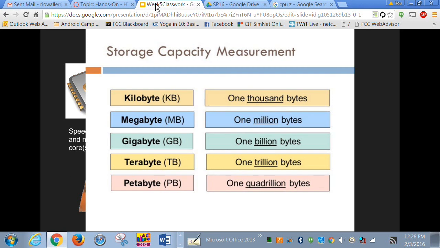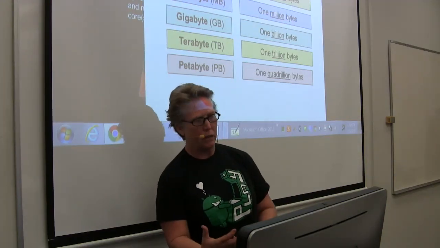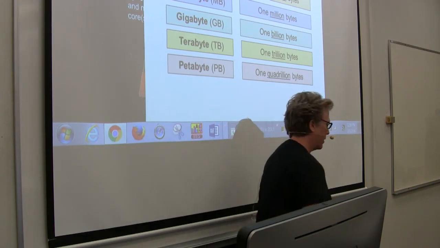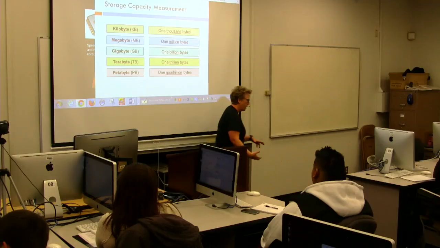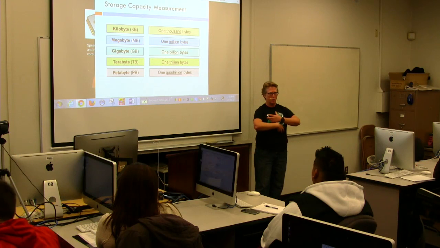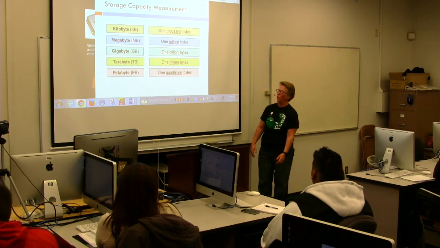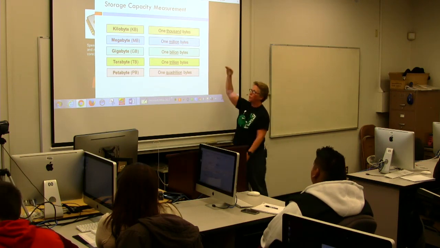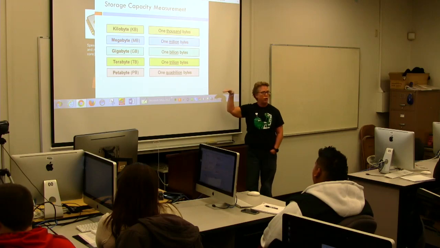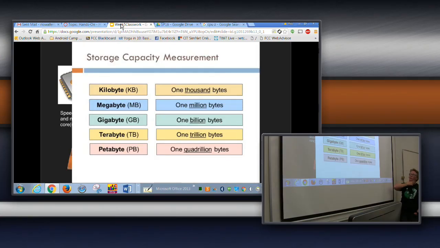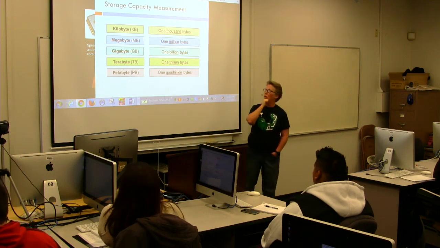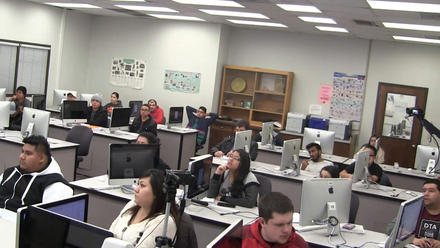Okay, so in terms of space, right? Now RAM, and we're going to talk about this same measurement in terms of the hard drive, but let's just talk in terms of your files. Let's say you wrote a 4-page essay. Which of these measurements do you think it'd probably fall into? Kilobyte. Okay? And how about an audio file or music file? Megabyte. Video file? Gigabyte.